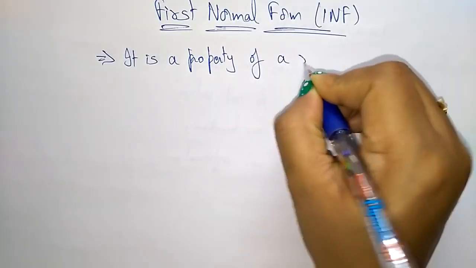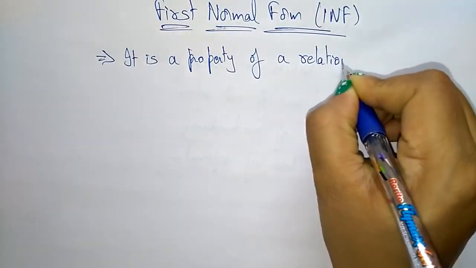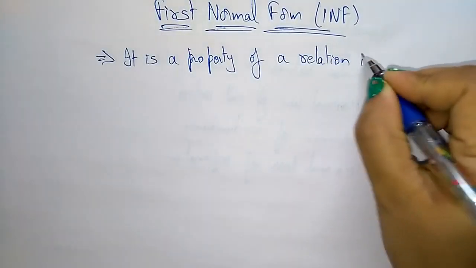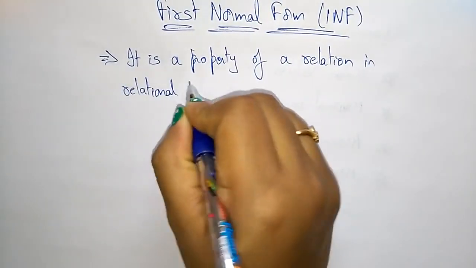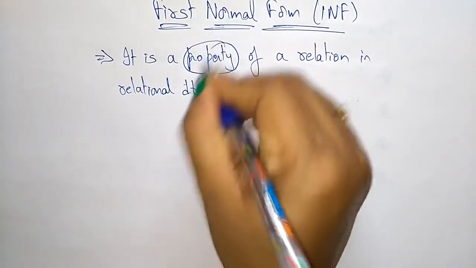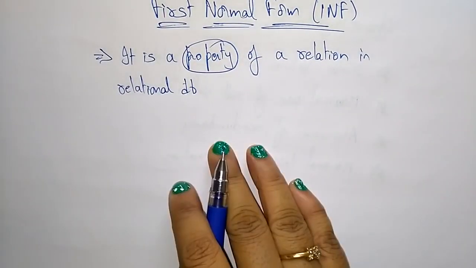Now, the first normal form is a property of a relation. What is a relation? It is nothing but a table. It is a property of a relation in a relational database.